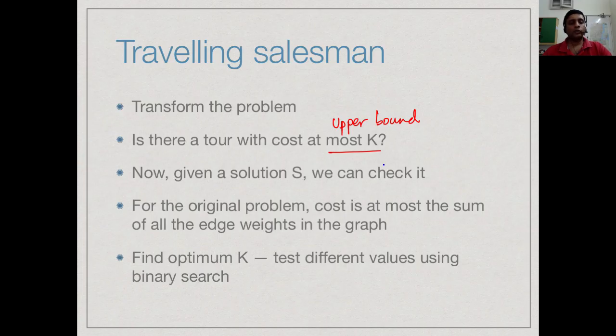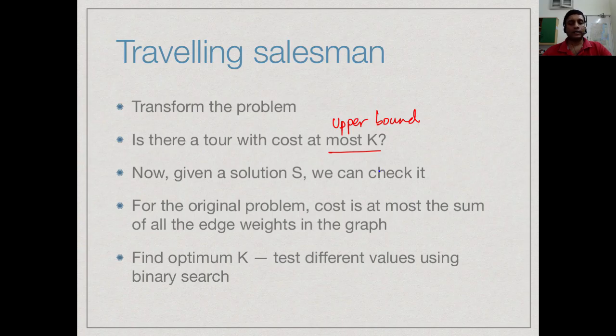Now we are given a solution, we can check it because we can check its cycle and then we can add up all the edges which form part of the tour and find out whether it adds up to k or less. Right? So how does this help us? Okay, because our goal was to find the shortest tour. What we have said now is that if I give you an upper bound on the size of the tour, I can use a checking algorithm for yes or no.